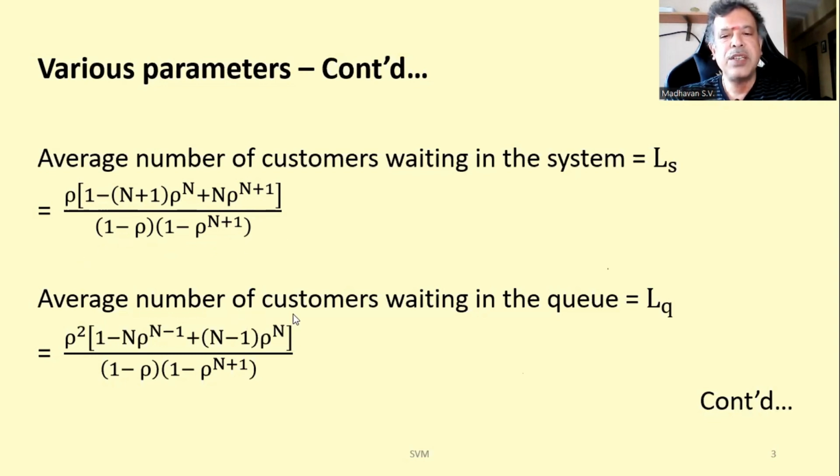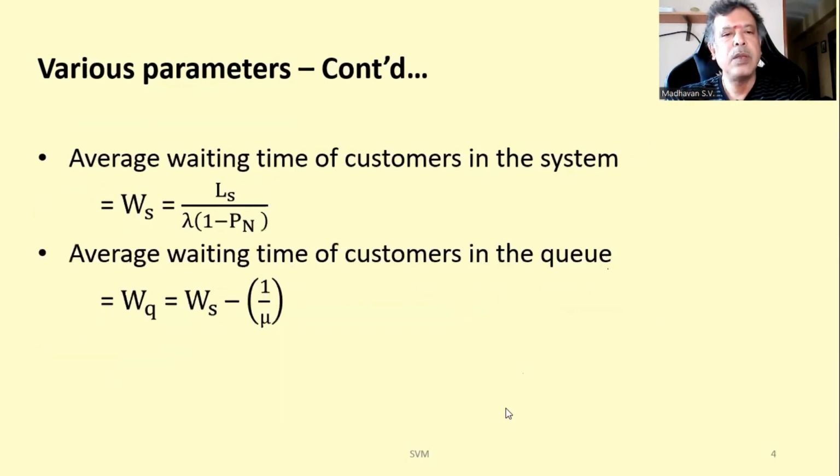The average number of customers waiting in the queue can be found as L suffix Q equal to rho square times [1 minus capital N multiplied by rho power capital N minus 1 plus (capital N minus 1) times rho power capital N]. The denominator is the same as the previous, that is (1 minus rho) times (1 minus rho power capital N plus 1).